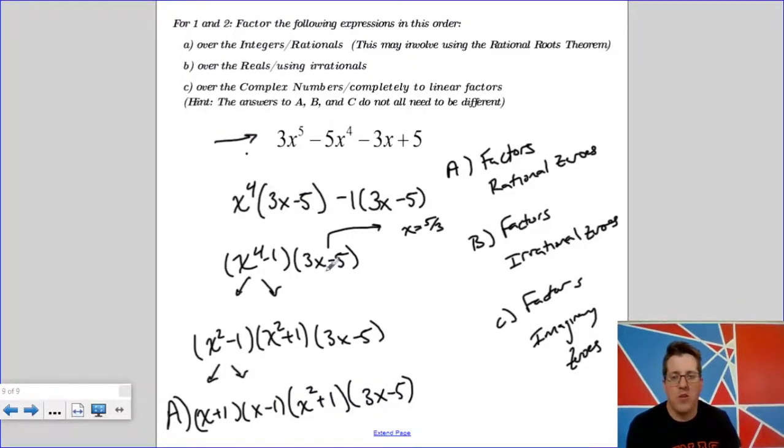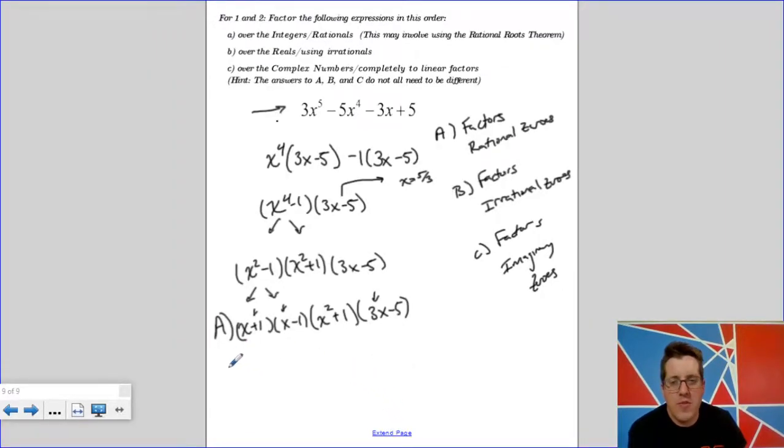So this would be our answer for A, because all of the rational zeros that would satisfy this expression can be found in the factors 1, -1, and 5/3. Now the answer to B is, are there any irrational numbers that would satisfy that as well? And the answer is that there aren't. So B, it would just be the same as A.